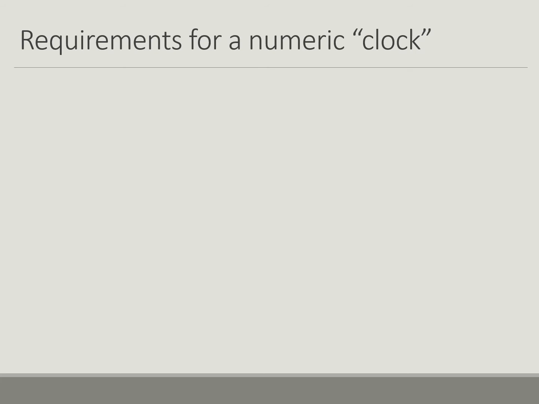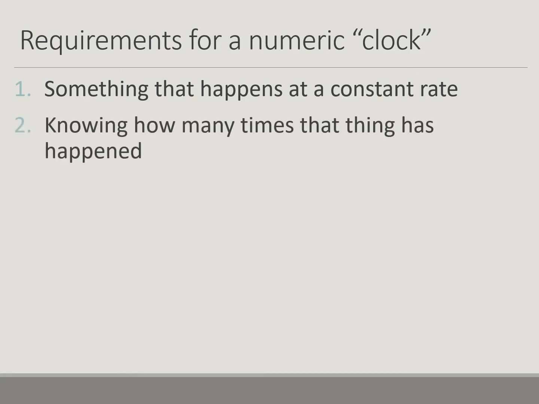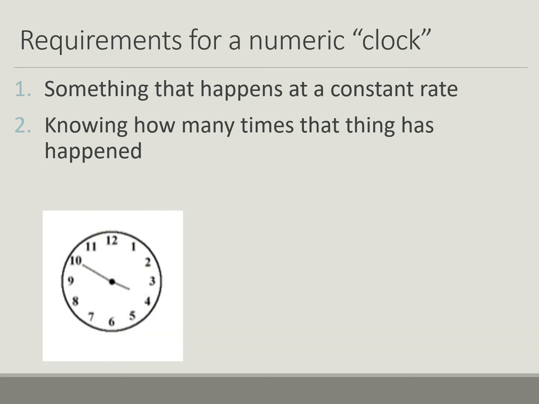So in order to put a number on the age of a fossil, we need some type of clock, right? And the requirements for a numeric clock in this case are, number one, we need something that happens at a constant rate. Number two, we need some way of knowing how many times that thing has happened. So for example, we have a clock, right? Minutes go by at a constant rate, for example, 60 seconds. So check mark, we've checked off and fulfilled requirement number one.